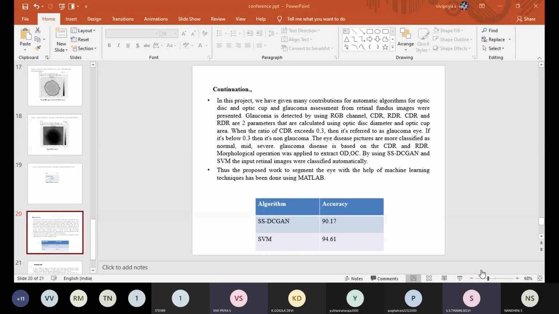So how many images have you collected for each disease? Ma'am, for glaucoma, we collected more than 10,000 images, ma'am. In this, we used 200 images for classification, ma'am. In the 200, we took a single image. For the remaining 2 diseases, how many images have you collected?